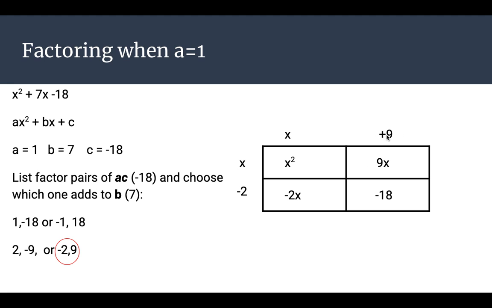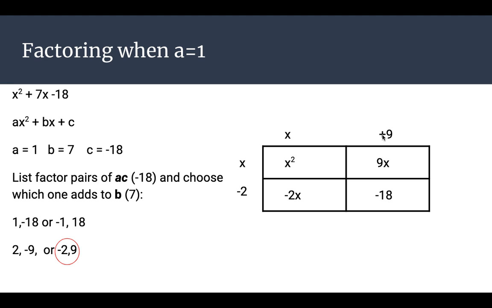You might ask, why did I choose plus 9 here? Because I could take a negative 9 out of both of them, couldn't I? Well, one way to check that is these two numbers have to multiply to give the number here. So if I chose negative 2 here, this has to be plus 9 to get negative 18.